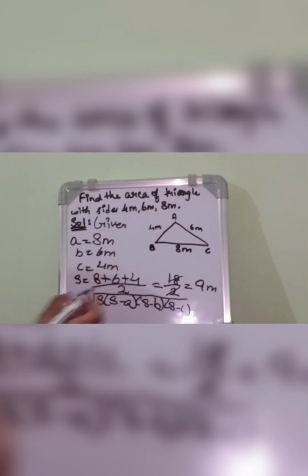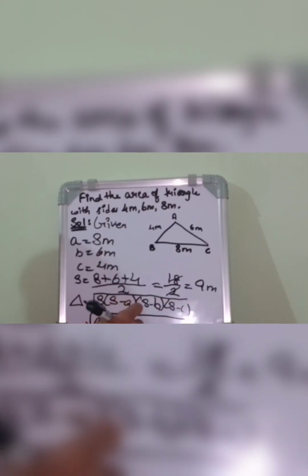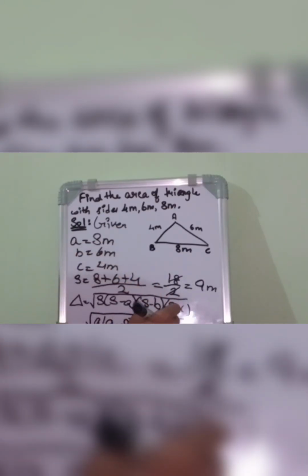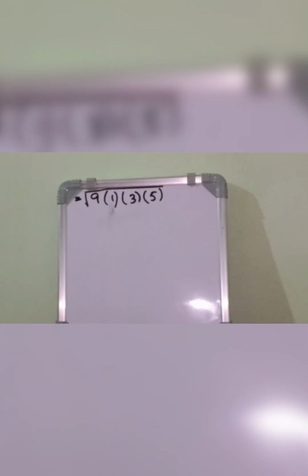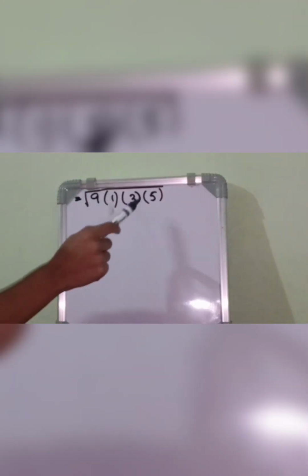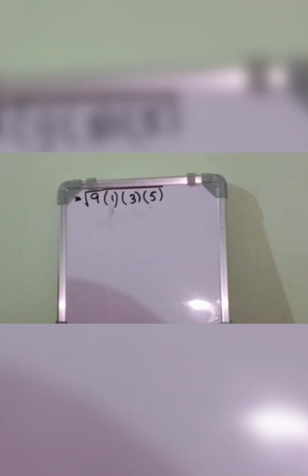Now we found the S value. Let's substitute the given values. Under root of 9 into 9 minus 8, 9 minus 6, 9 minus 4. That is under root of 9 into 1 into 3 into 5, by subtracting: 9 minus 8 is 1, 9 minus 6 is 3, 9 minus 4 is 5.